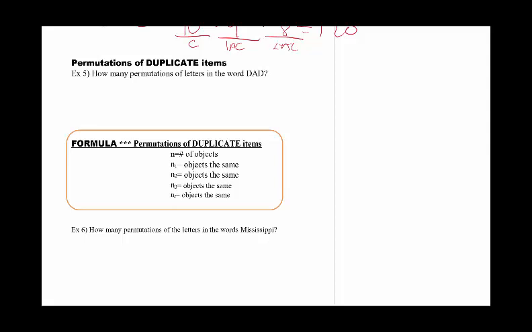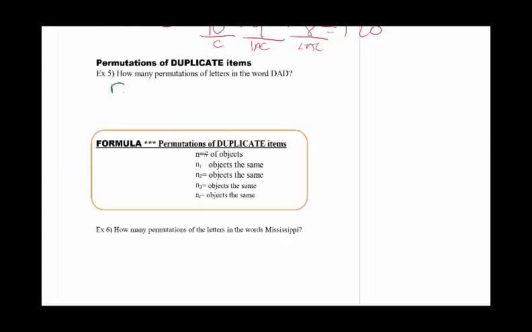Now we're going to talk about permutations of duplicate items. And we're going to do this with a very simplistic word to just show the example of how it works. It becomes much more complicated to list out every option when you deal with letters like example 6, which is Mississippi. But for dad, we have 3 letters. We can use the word itself.